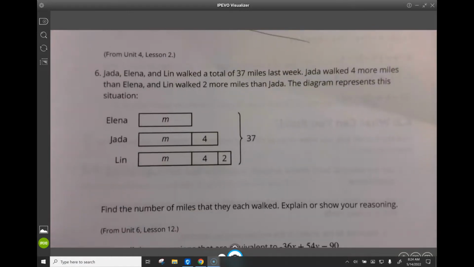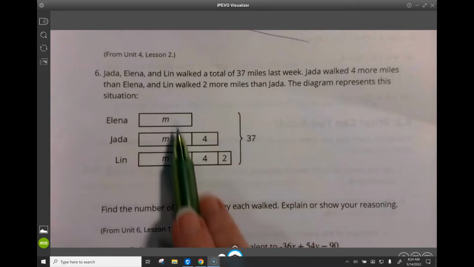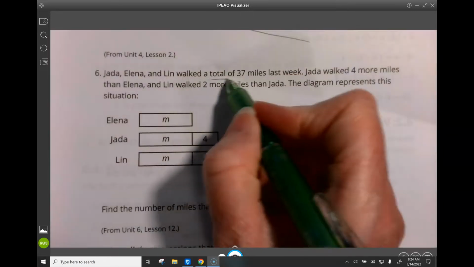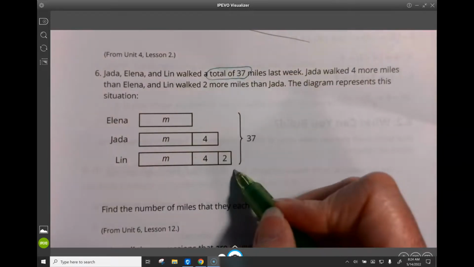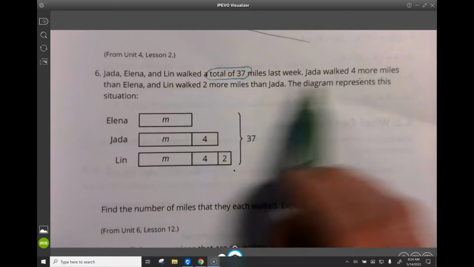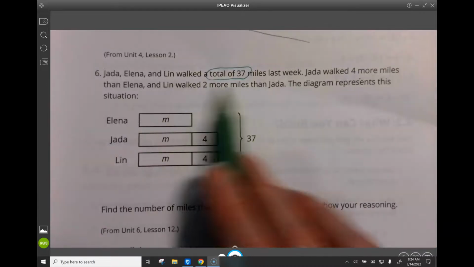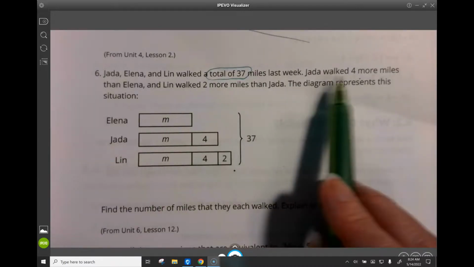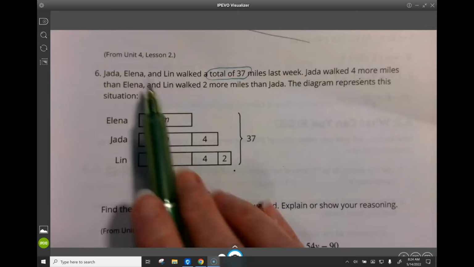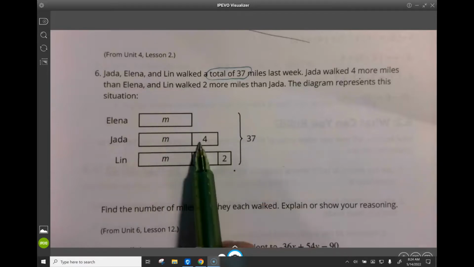Okay, number 6, though, is a good one I want you to see. It has 3 different tape diagrams, but it says the total is 37, and they kind of give you that right here. Then it defines what each one of these are. They all walk. Elena walks M, Jada walks 4 more than that, and Lynn walks 2 more than Jada did.